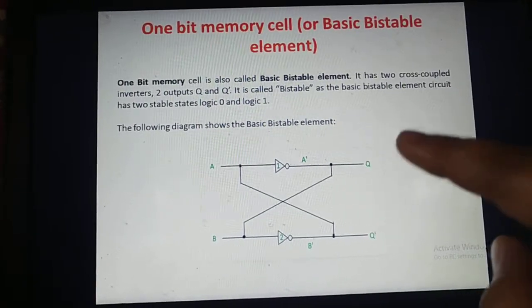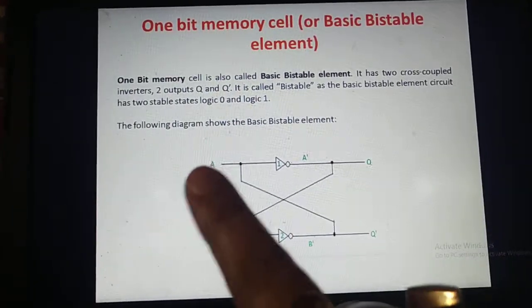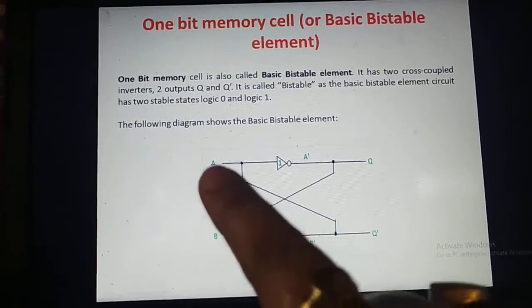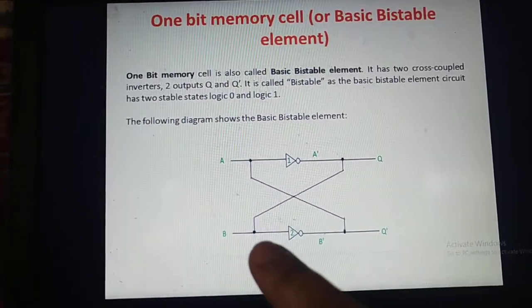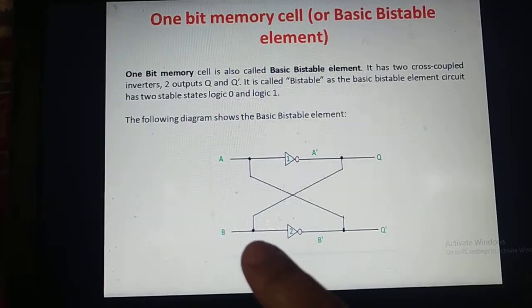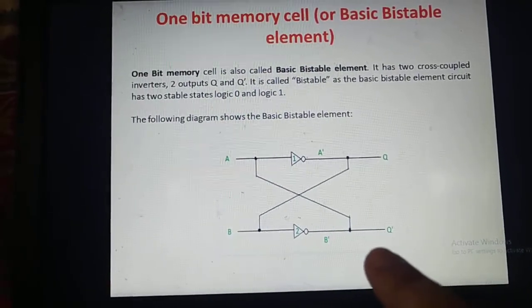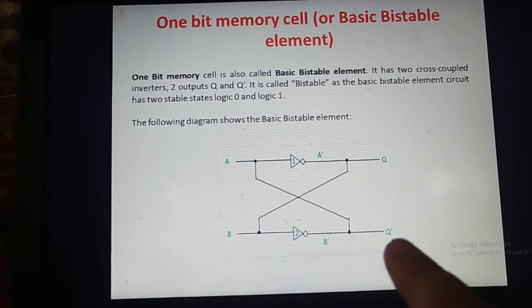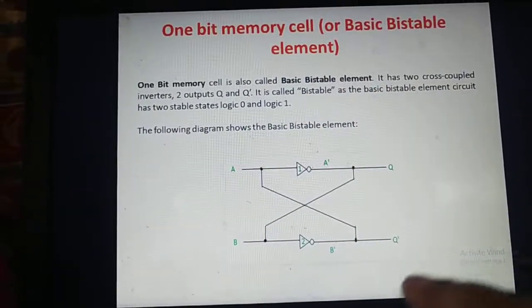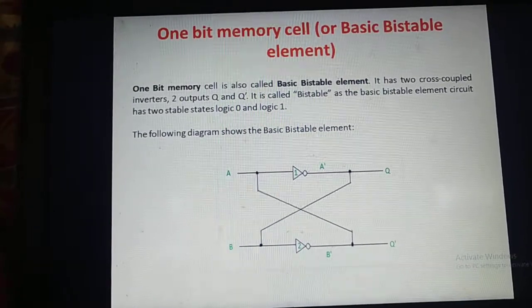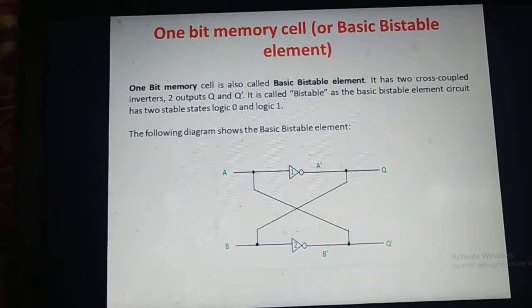structure. Cross coupled structure means that the output of the first inverter, input A, is going to be connected at the input of the second, okay, and the output of the second is going to be connected at the input of inverter 1. So this overall structure is called cross coupled structure.